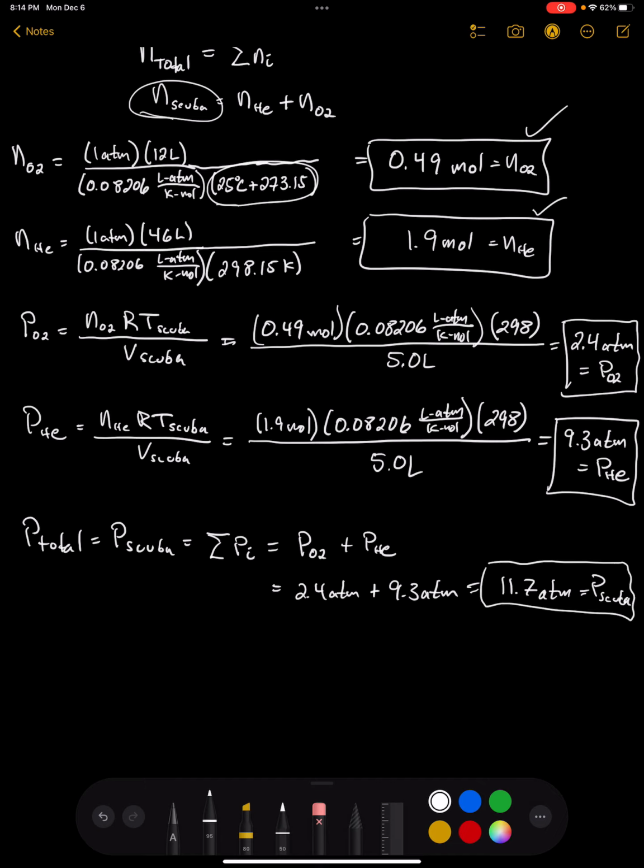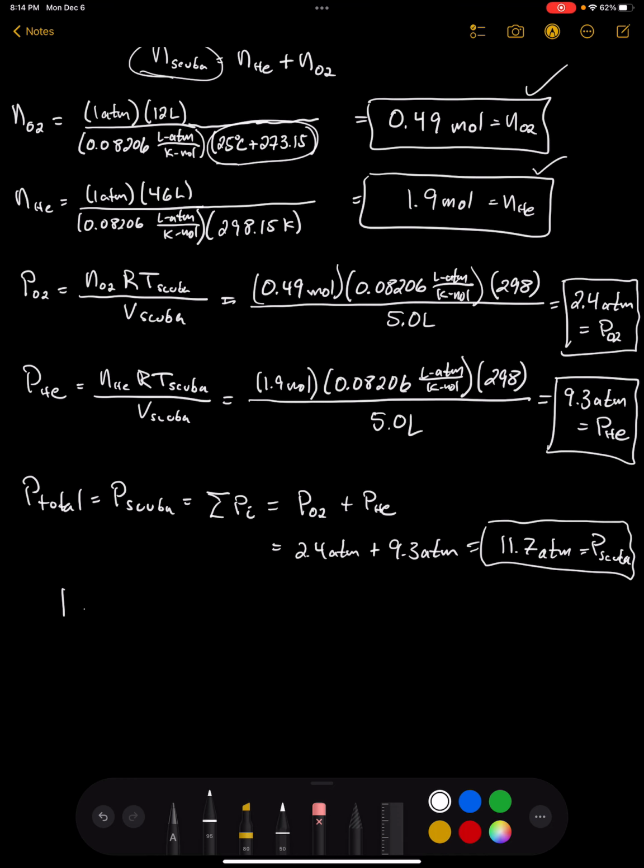So 11.7 atmospheres, just to create some physical relevance for you on this, remember that 1 atmosphere is roughly 14.7 psi. So 11.7 atmospheres is somewhere around 1600 psi. So those scuba tanks are holding a high pressure. 1600 psi is a large pressure.